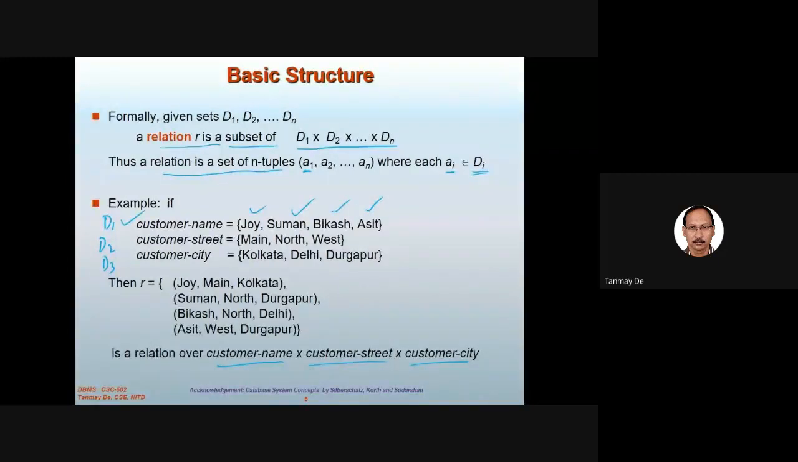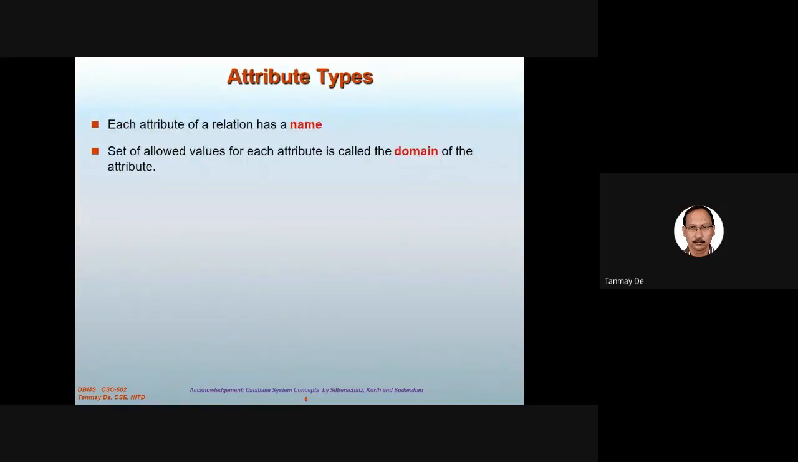So this one is just the mathematical relation. It's better that we come straight to our point. Now, each attribute in a relation has a name, you already know. The set of allowed values for each attribute is called the domain of the attribute, as in the previous slide.